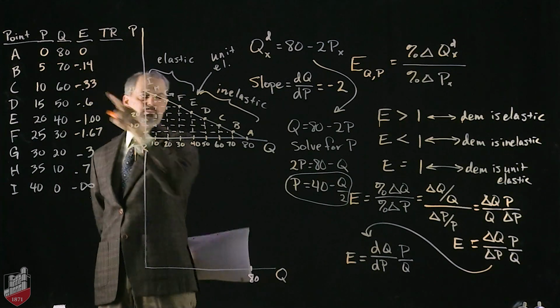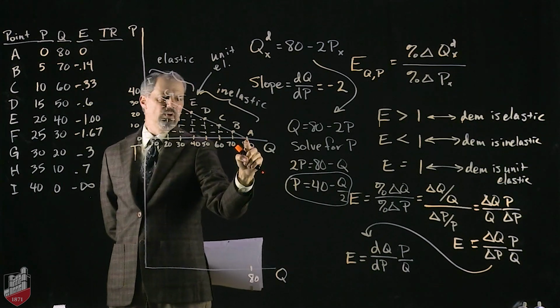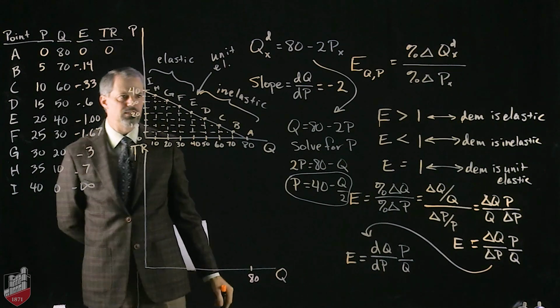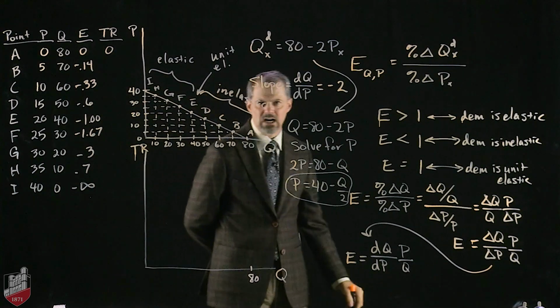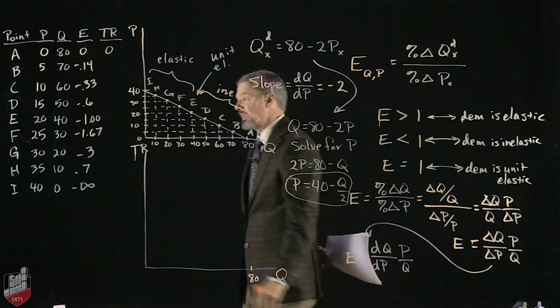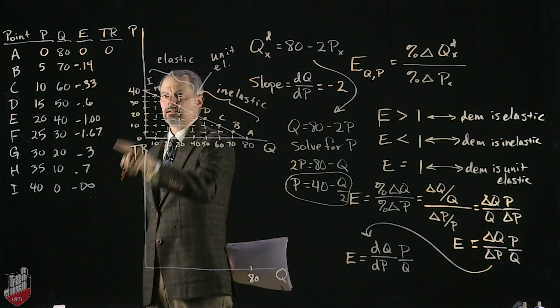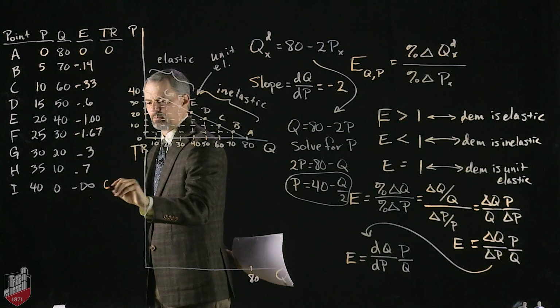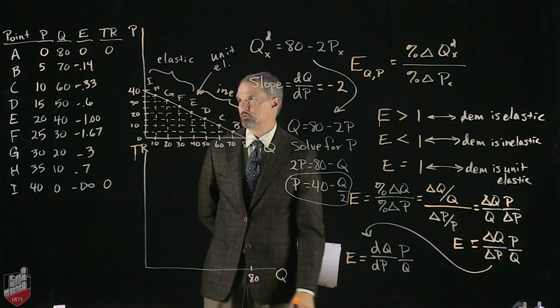And if we're here at point A, well, then we're selling 80 units, but the price is 0, so our total revenue would be 0. If you're selling stuff for $0, you make 0 money. And down here at point I, where we're selling 0 units, we also make $0 of revenue.